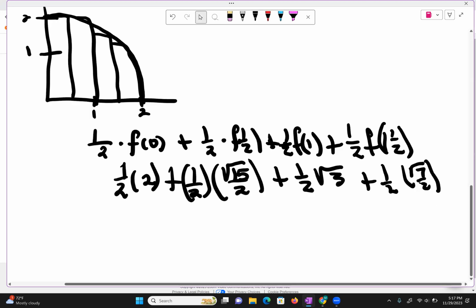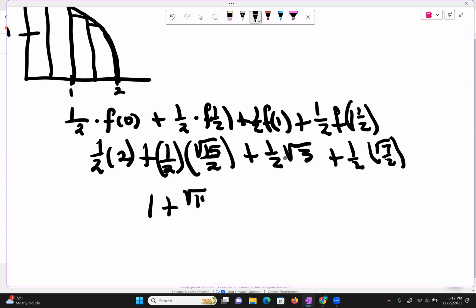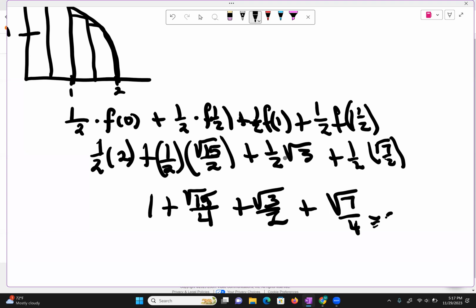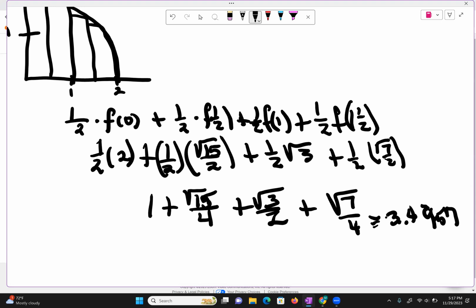And adding all that together gives us 1 plus square root of 15 over 4, plus square root of 3 over 2, plus square root of 7 over 4, and that is equal to 3.4957. So that gives you a little bit better measure.